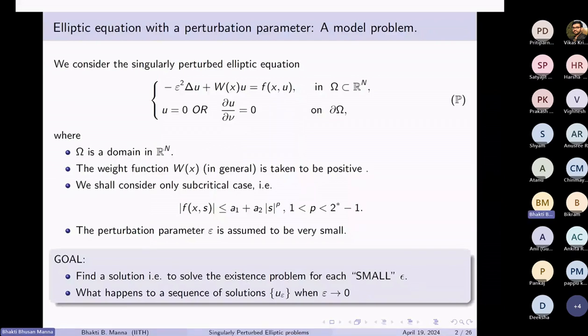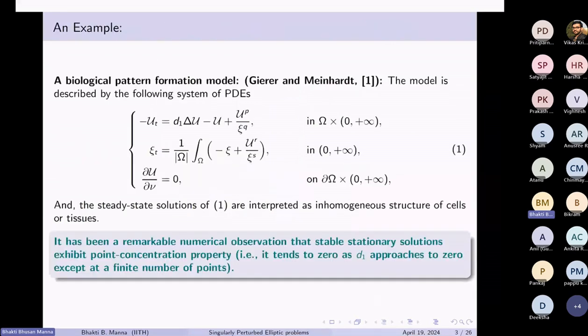Okay, with this brief introduction, I hope the equation, the setup is clear to all of you. Let us take at least one example which will give you some perspective from where these kinds of equations are coming. So this is a biological pattern formation model, which is coming from biology. It's a coupled system of equations which is time dependent. But when we are talking about the steady state solution, this part vanishes, and this xi can be written as a function of u.